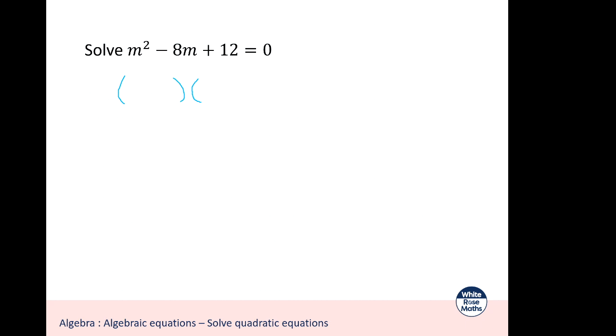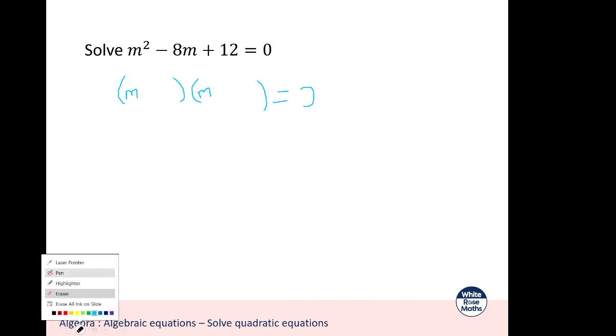So step 1 is to factorize it. To make m squared, I do m times m. So it's m times m. And now I want two numbers that add to make minus 8 and multiply to make 12. So I want the factors of the end number.